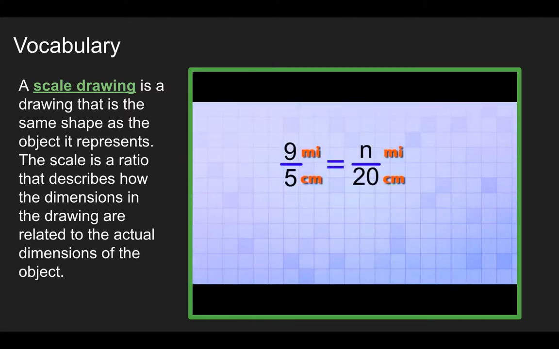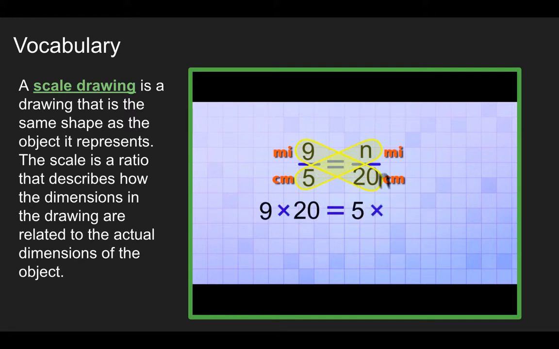To solve this proportion for the unknown number, we use our cross-multiplying procedure. First, we write a new equal sign, and then we imagine the crisscross to show us what we multiply together on each side. On the first side, we have 9 times 20, and on the other side, we have 5 times n. On the side that has 2 numbers, we can go ahead and simplify. 9 times 20 equals 180. On the other side, we have 5 multiplied by our unknown value, n. We can't multiply that, but we don't need to.